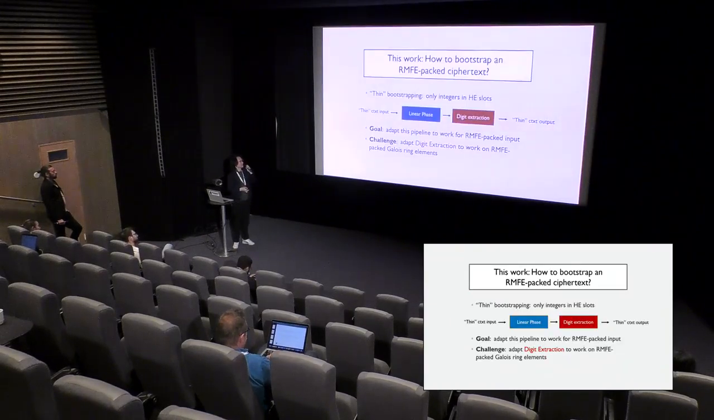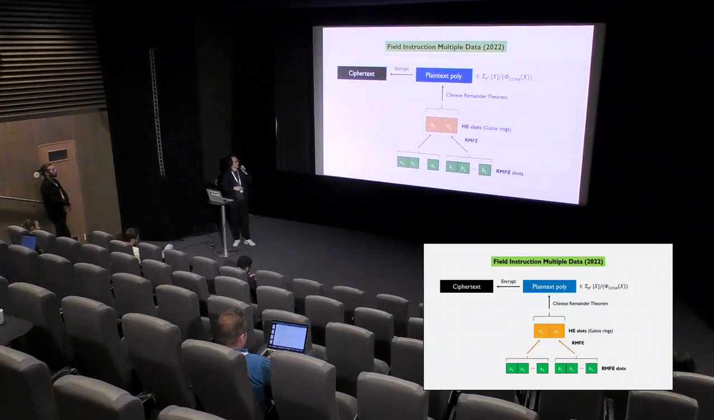So in this work, we try to tackle the question of how do we then bootstrap an RMFE-packed ciphertext. In particular, we explored trying to emulate the thin bootstrapping pipeline, which is an optimization of bootstrapping, but it only works when you have integers in the HE slots. So basically, you've restricted yourself to just putting integers here.